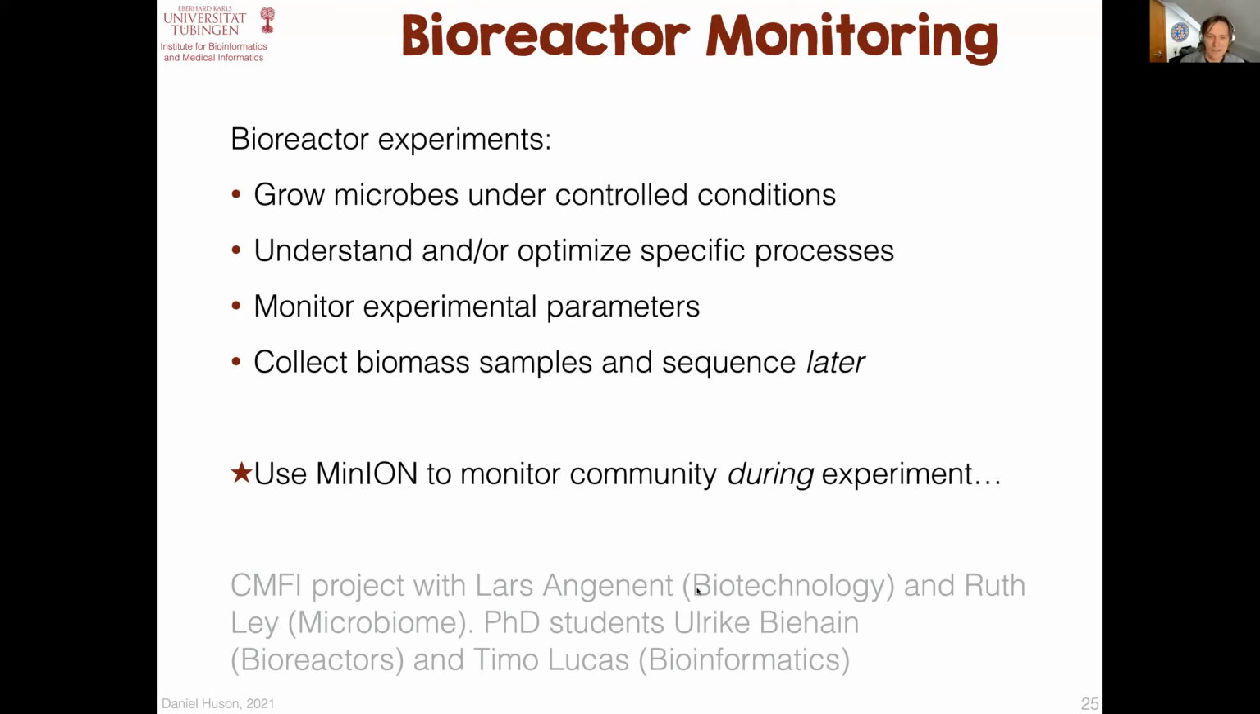There are two PhD students, Ulrike Behind and Timo Lucas. Timo's in my group and he's doing the bioinformatics part, and Ulrike's in Lars's group and she's building the reactor.